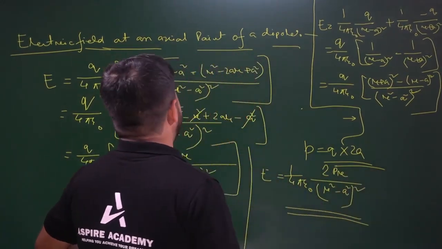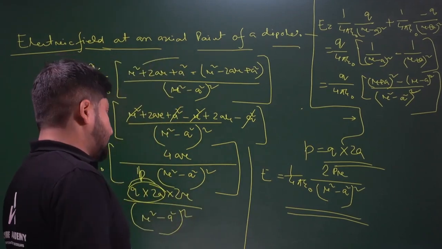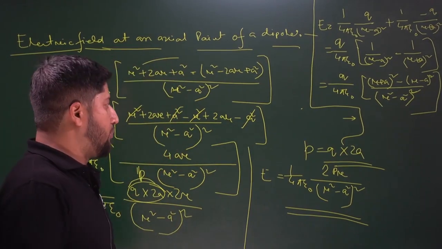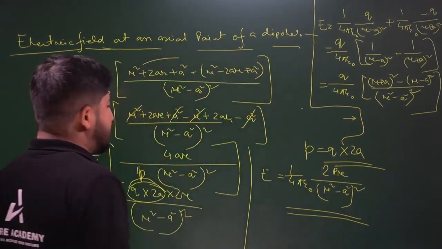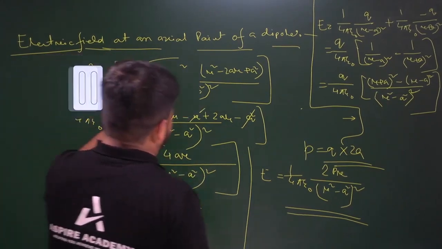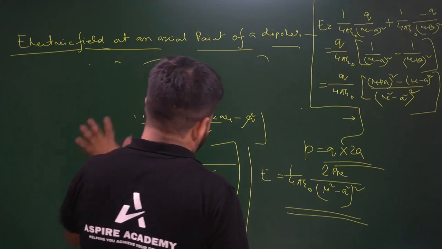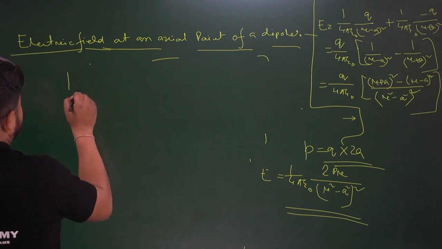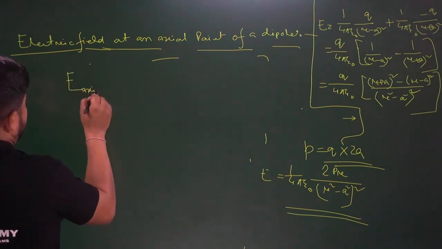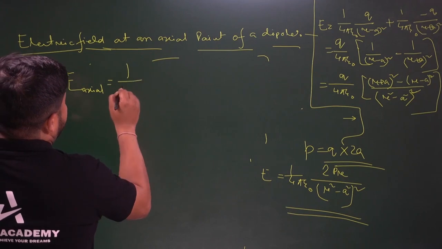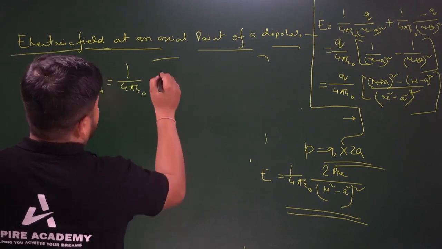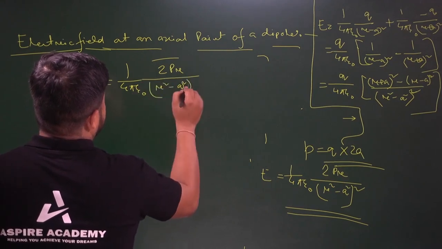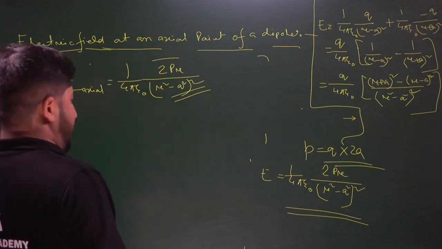R is the distance between the midpoint of the dipole to the point where we calculate the electric field. So this is the formula. These are very important formulas for your numericals. If a point lies at an axial point, then the electric field is 1 by 4 pi epsilon naught, 2PR by (R square minus A square) whole square. This is a very important point, axial point.